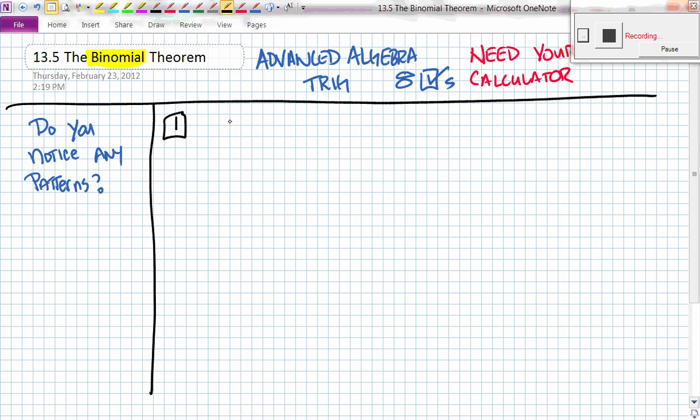So if I gave you the binomial of x plus y and I raised that to the 0 power, what does that produce for an answer? 1. Very good. If I gave you x plus y and I raised it to the first power, what does that reveal for an answer? X plus y. You guys are on fire. Good. Now, x plus y to the second power.